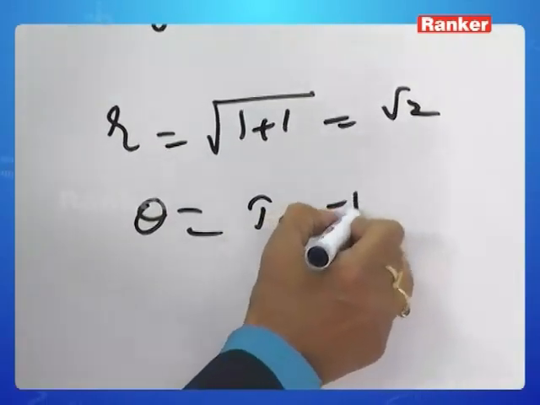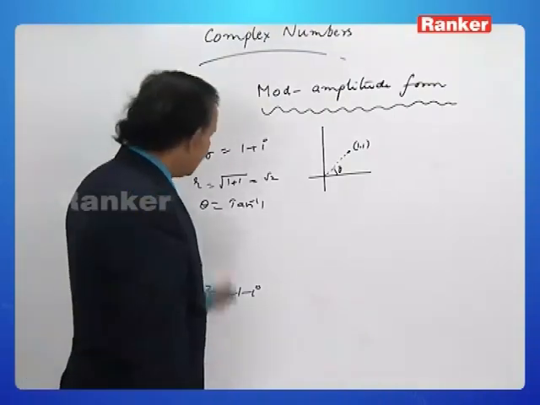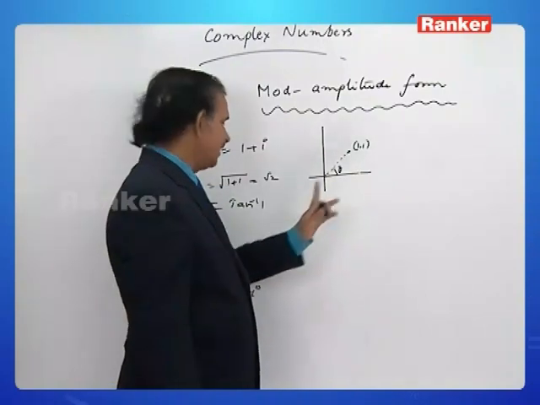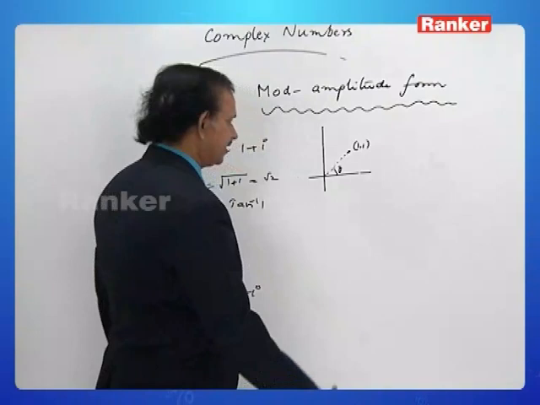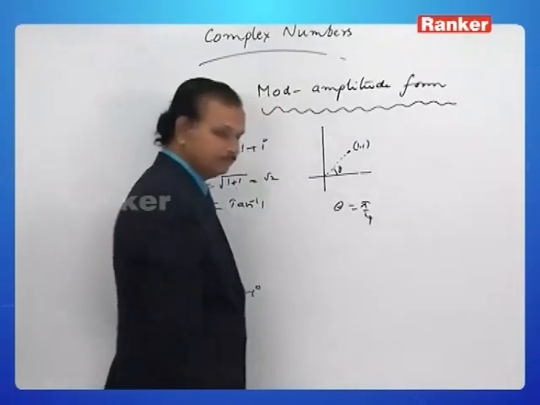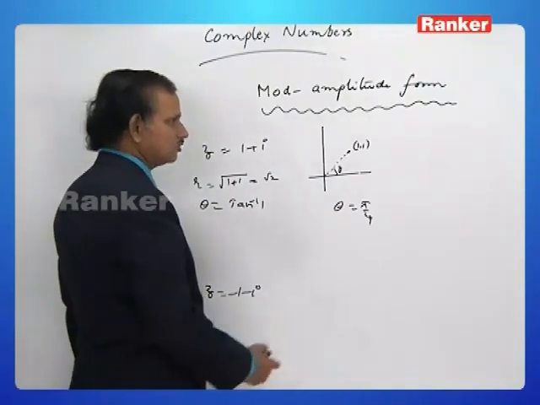What is theta? Amplitude. How much? Tan inverse y by x. Tan inverse 1. Here, theta is able to be observed in the first quadrant. Tan inverse 1, theta in the first quadrant is nothing but 45 degrees. Therefore, theta is equal to pi by 4.